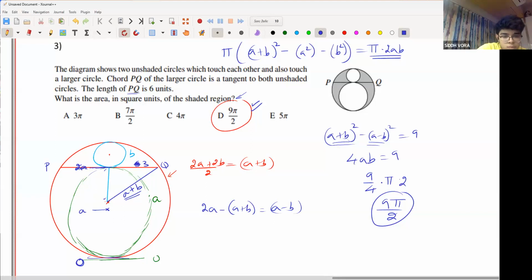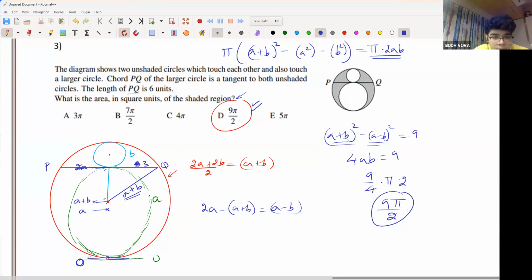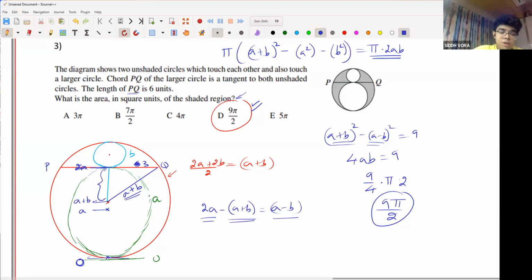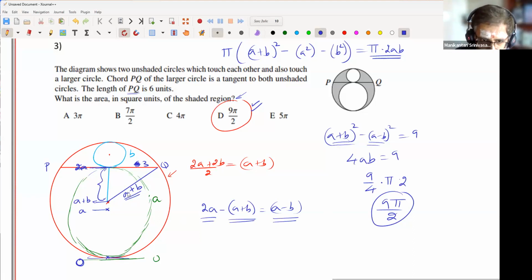Now, the big circle, the red circle, the center for that is at A plus B, because we know the radius of the big circle is A plus B. Are you with me? Therefore this gap is just 2A minus (A plus B), which is A minus B. So that's how you got A minus B. Probably that's the main critical step here, and figuring out that you have a Pythagoras theorem here.